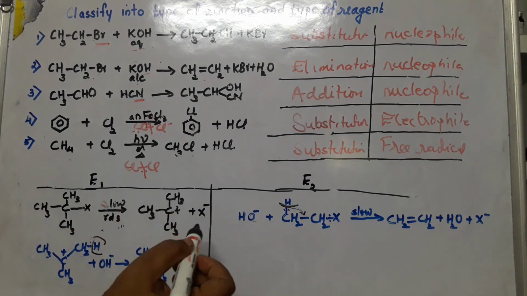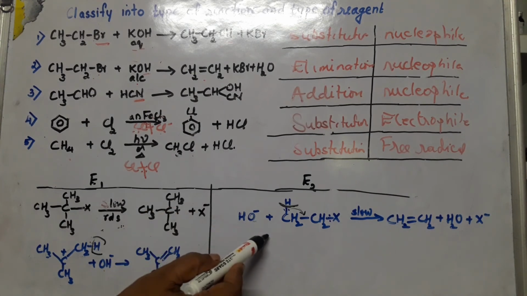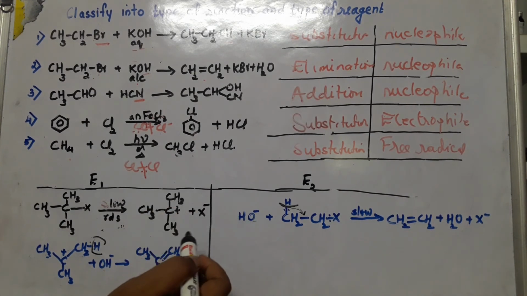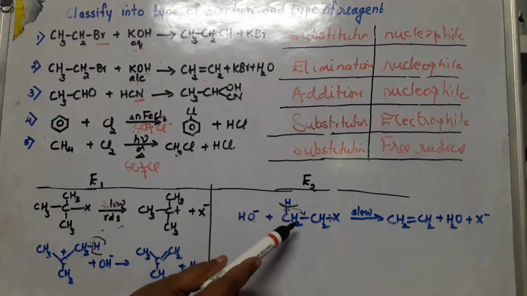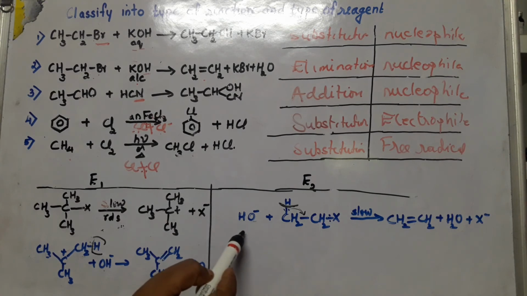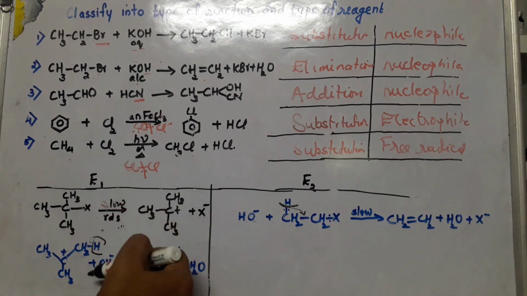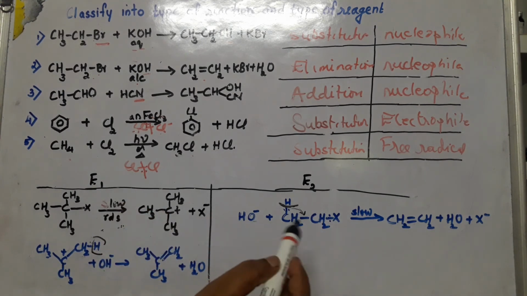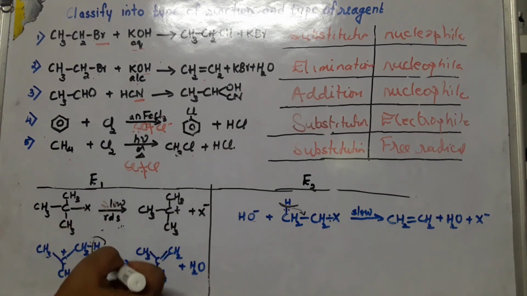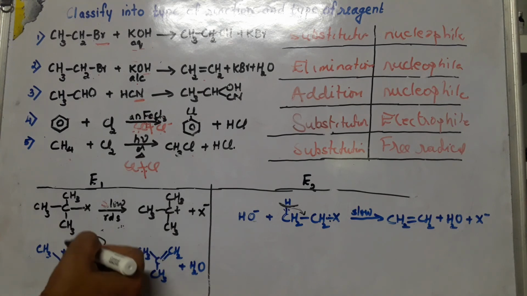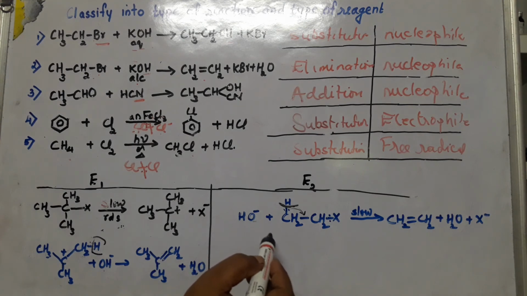Now we see that E1 is a first order reaction and E2 is a second order reaction. In E1, rate is proportional to concentration of substrate. In E2, rate is proportional to concentration of substrate and attacking reagent. E1 usually is favored by high temperature. For E2, temperature is not much of a criterion. In E1, polar protic solvents like water are used, whereas in E2 polar aprotic solvents are used.